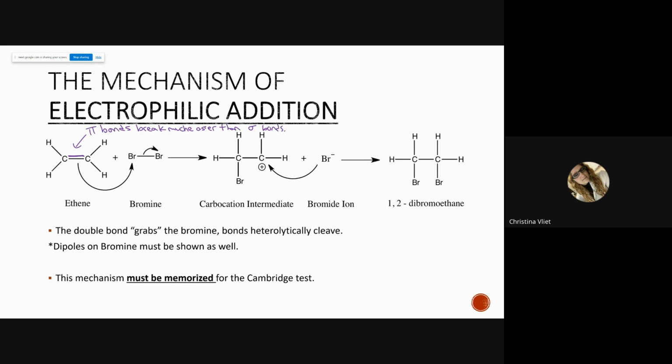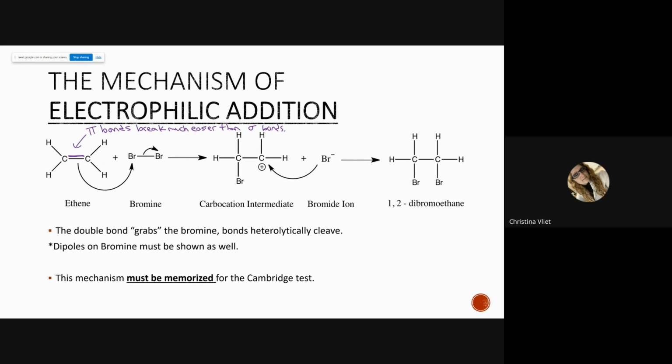Watch me use that terminology. Pi bonds break much easier. It's terrible writing, but pi bonds break much easier than sigma bonds. So that means that if this bond breaks really easily, this is the reactive site on this molecule. This is the source of where the chemical reaction is going to be able to take place.